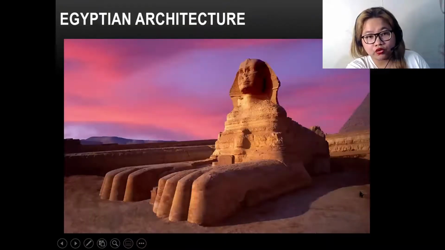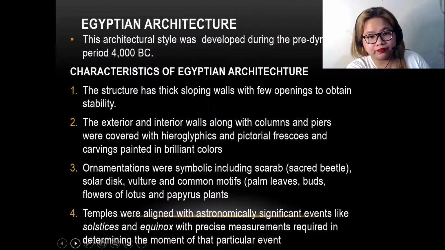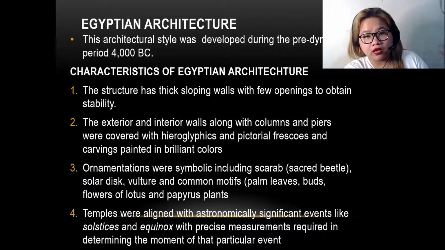Okay, so now let us move on to Egyptian architecture. This architectural style was developed during the pre-dynastic period, 4000 BC. Characteristics of Egyptian architecture are that the structures have thick sloping walls with few openings to obtain stability. So walang ganong butas. The exterior and interior walls along with the columns and piers were covered with hieroglyphics and pictorial frescoes and carvings painted in brilliant colors.